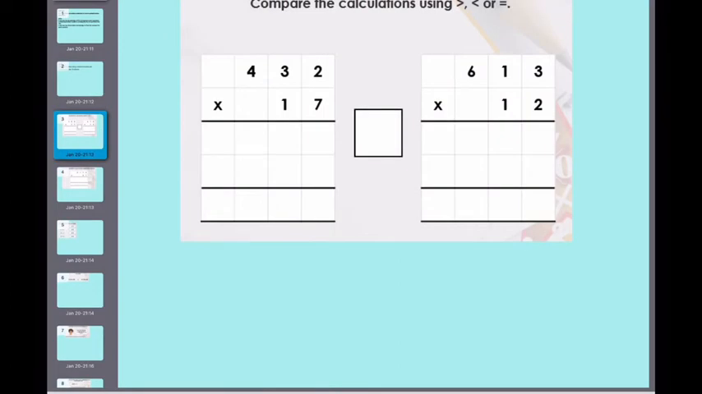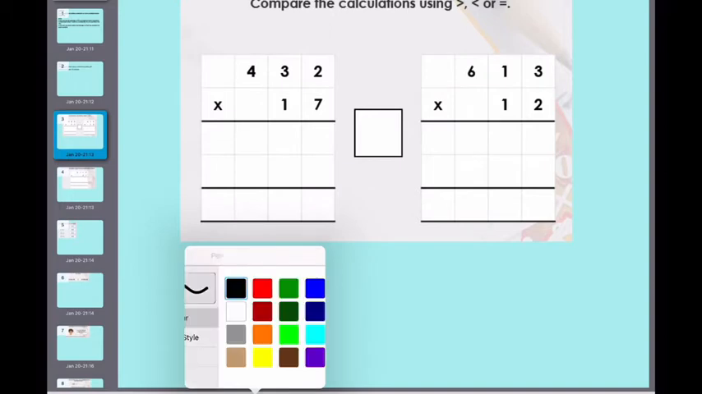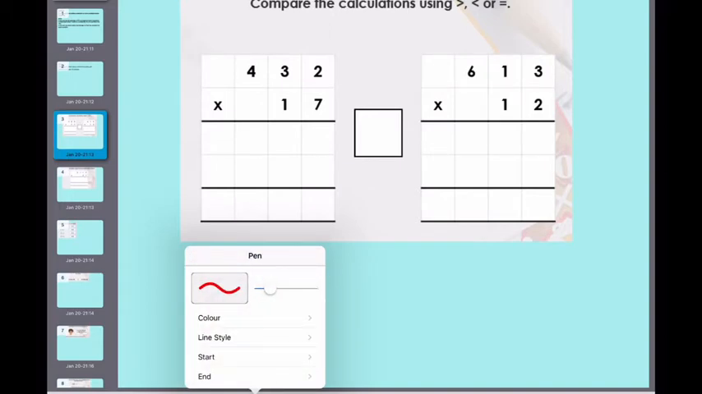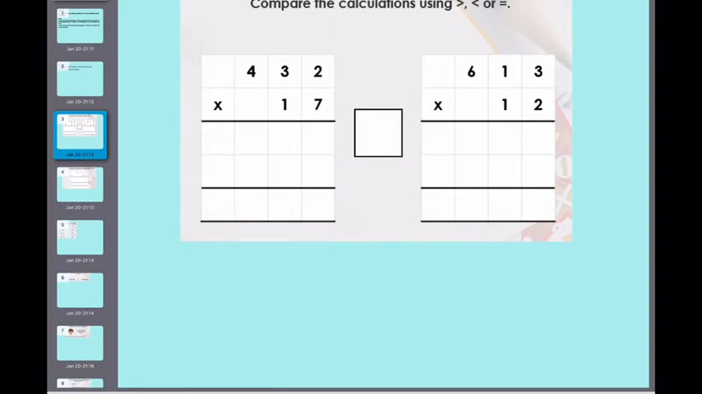Fabulous, welcome back. So, let's get started straight away. We are going to look to see which of the following calculations gives us the largest answer. So let's start with 432 multiplied by 17. Just as I did yesterday, I'm going to start with my ones. I'm going to start by multiplying each of the top digits by 7.